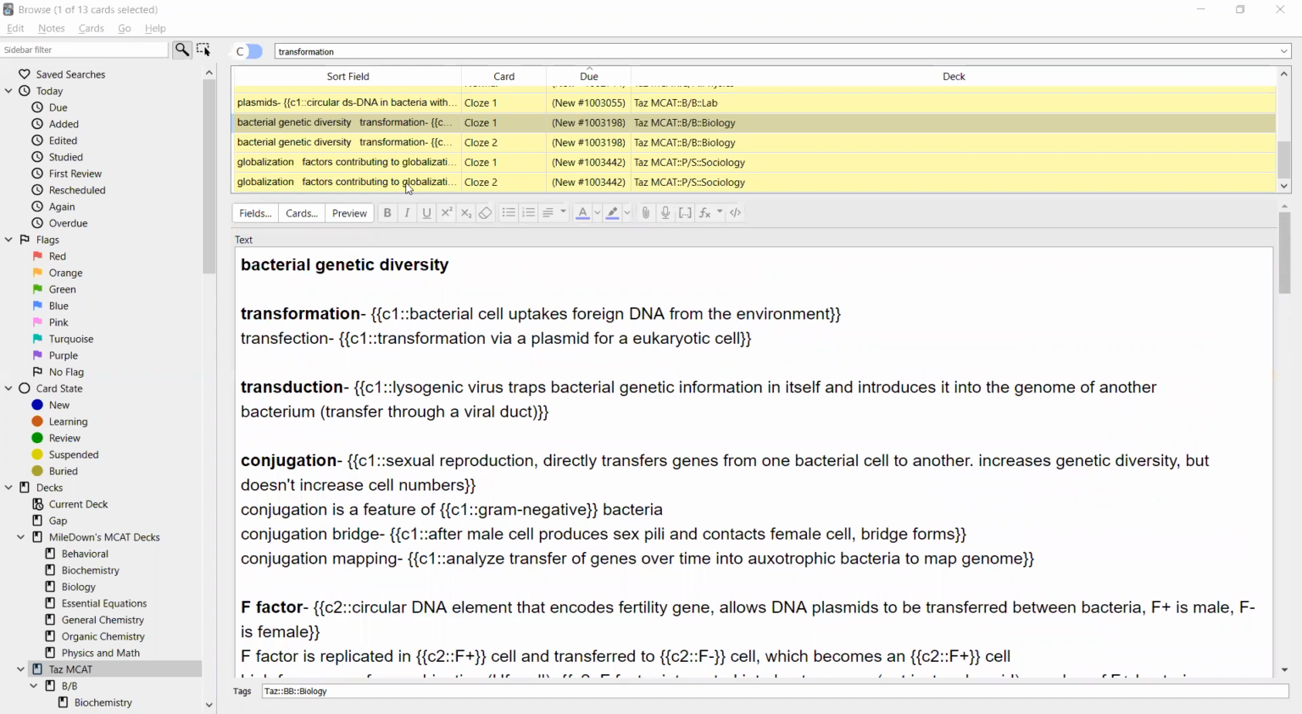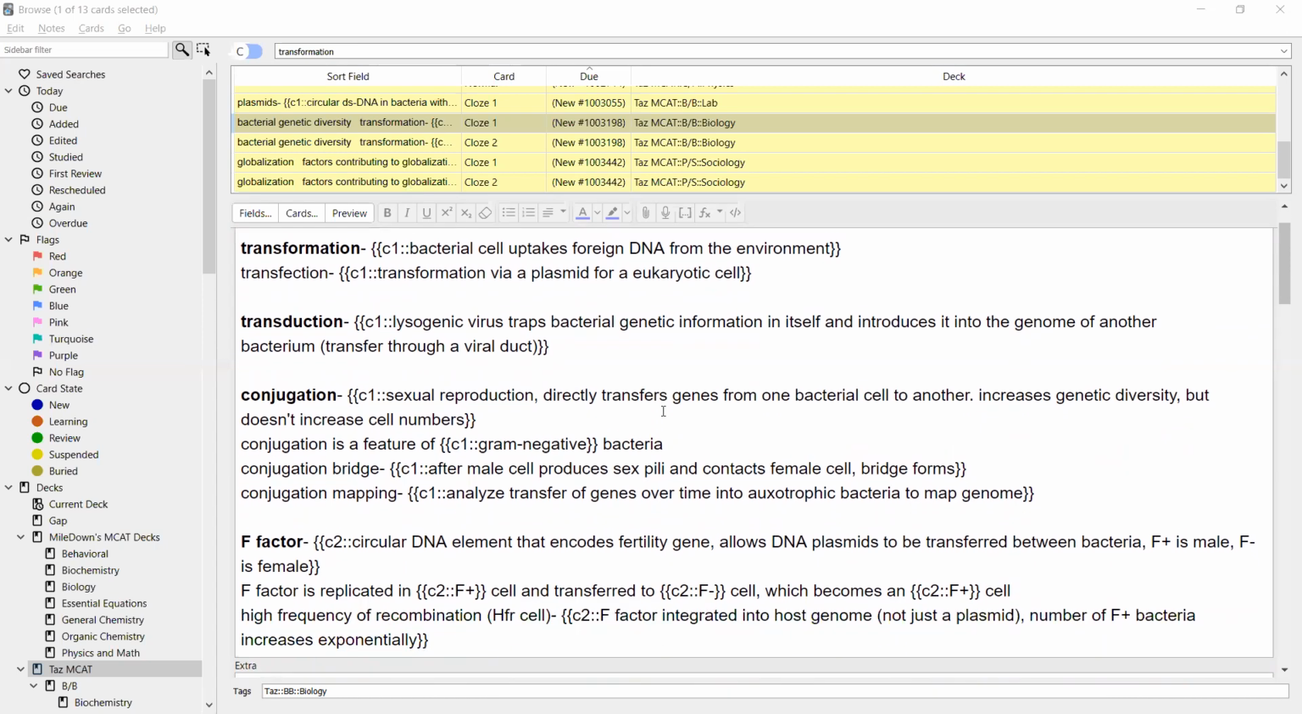in contrast to how we gain genetic diversity through meiosis and through crossing over and all this kind of stuff with our chromosomes. They'll just take whatever they get from anywhere.